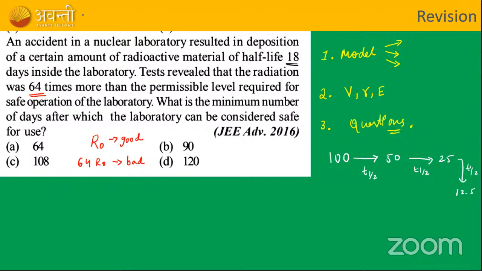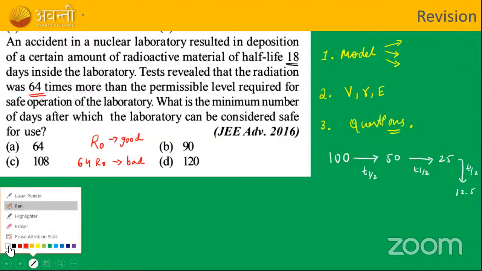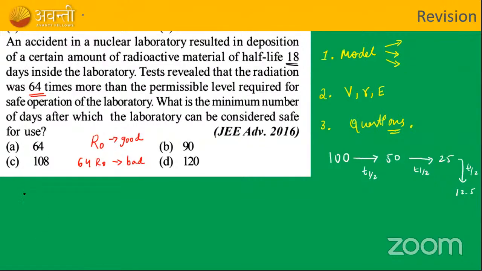So we have two quantities. Let me give you what is given. Acha, Kendriya Vidyalaya, good. I'll try to give you the clue here. The first clue is that the half-life, the time required for it to become half, is 18 days. So that's one quantity which is already given.